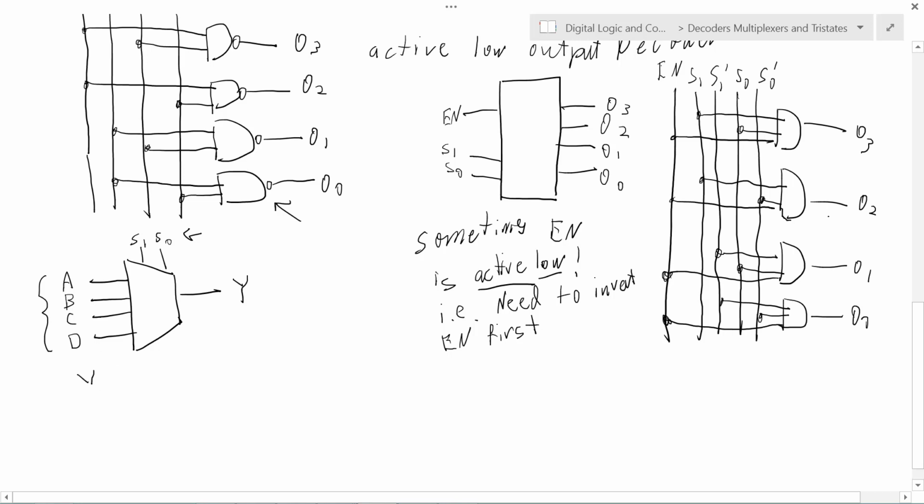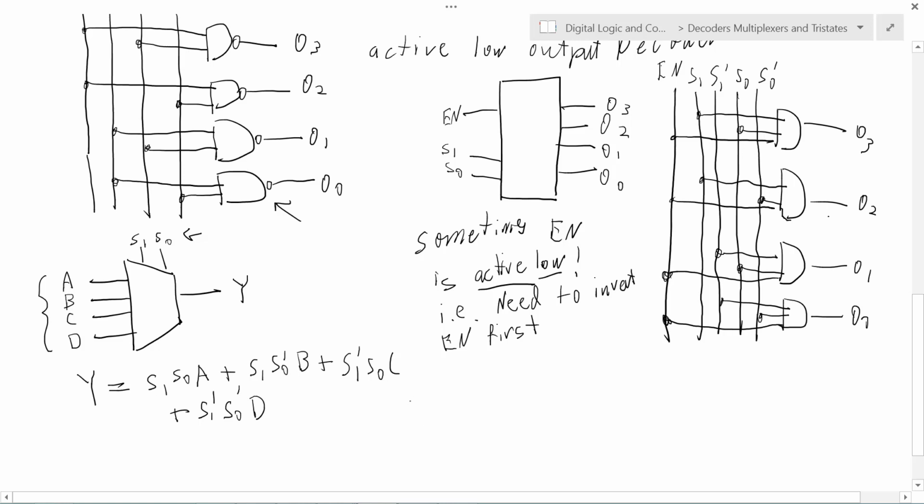So Y is equal to S1 S0 A, or S1 S0 prime B, or S1 prime S0 C, or S1 prime S0 prime D.